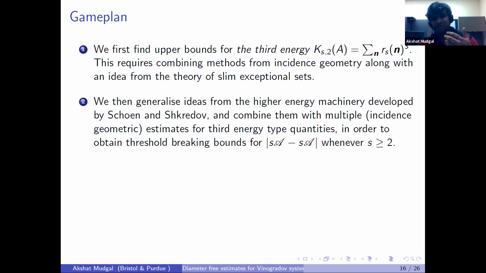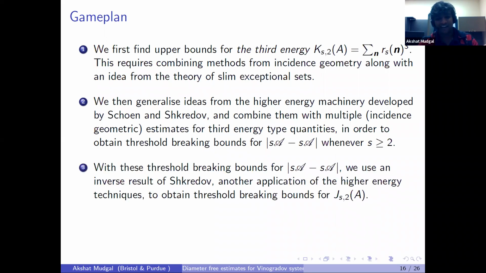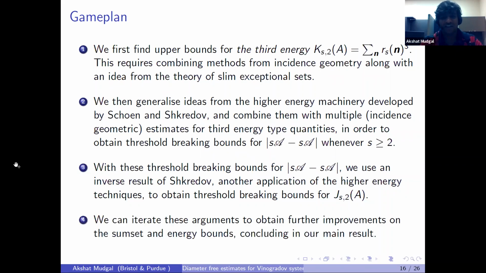And once you have a nice bound for the sumset, a classical result in additive combinatorics, and many variants of it, imply that if you have nice bounds on the sumset, you can get nice bounds on the energy. So we'll use an inverse result of Shkredov to convert these sumset bounds into bounds for the energy. And now that we have bounds for the energy, we can get good bounds for the third energy, and we'll plug them back into the sumset and do a couple of iterations to get our final result.